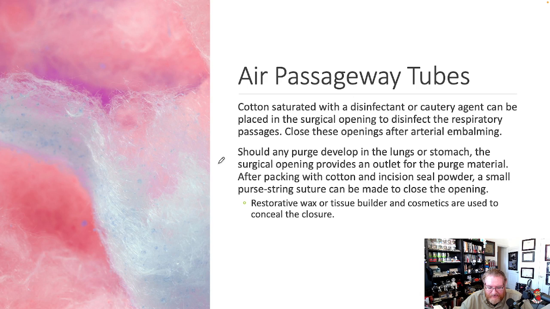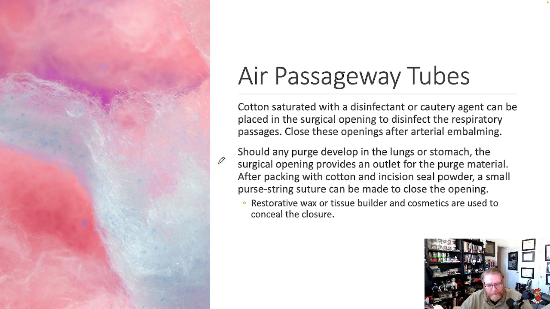Cotton saturated with a disinfectant or cautery agent can be placed in the surgical opening to disinfect the respiratory passages. Close these openings after arterial embalming. So now we're talking about tracheotomies. Should any purge develop in the lungs or stomach, the surgical opening provides an outlet for the purge material, which is why you should close it up.